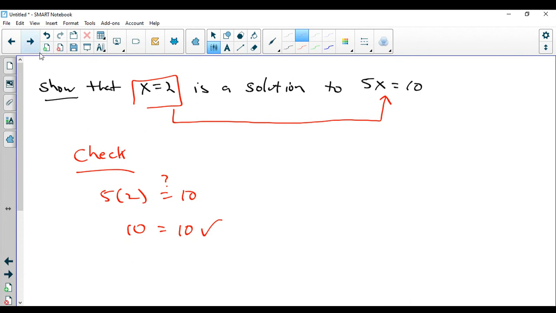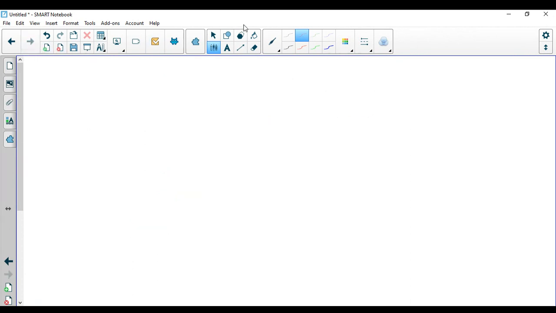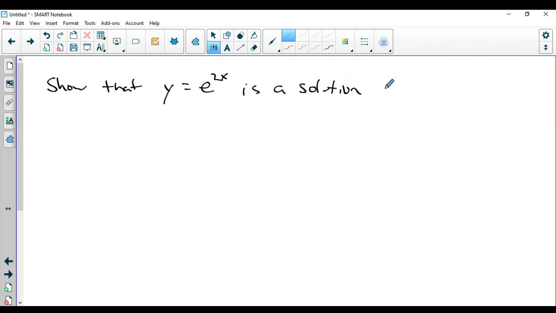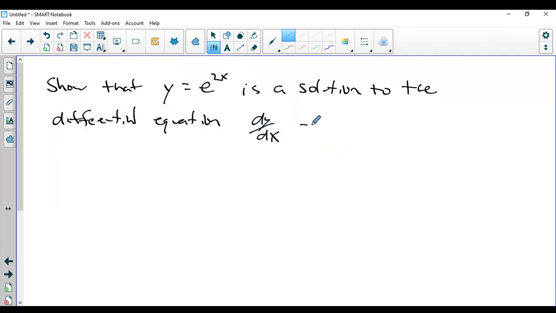All right, now fast forward to AP Calculus. Now I might say something like this: show that y equals e to the 2x is a solution to the differential equation, and I'll give you one here: dy/dx minus y equals e to the 2x. How would you do it? Well, you do it the same way.